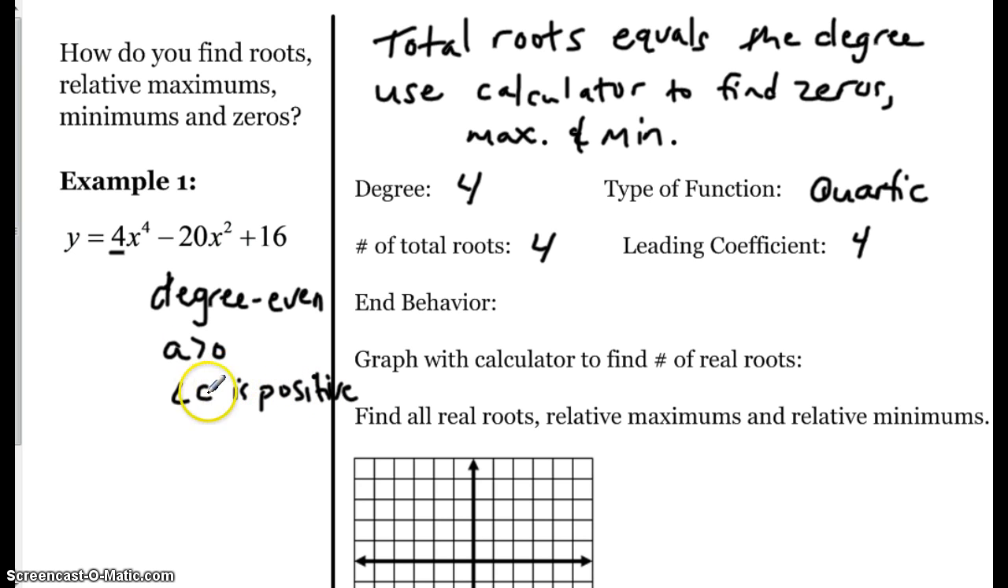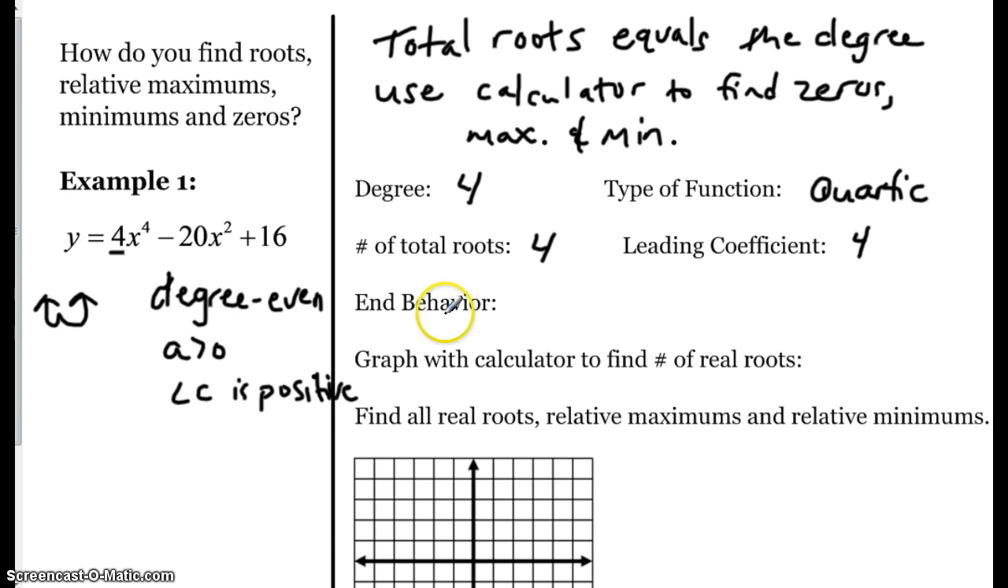Okay. Since our leading coefficient is positive, remember we can think of our parabola, and we can think of the fact that it's even, and it's positive, it's going to be touchdown. So it could be 2 turning points, 3 turning points, and look like a W. But both ends will be going up.